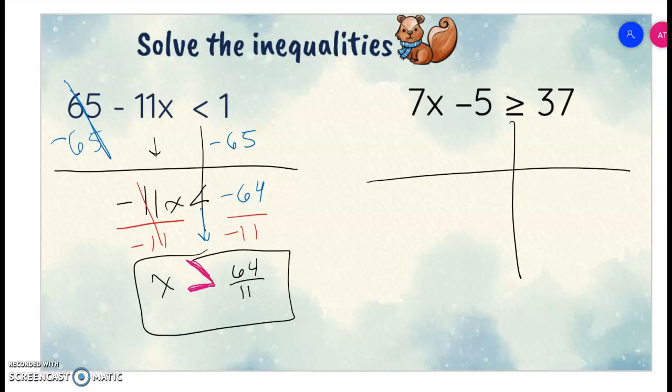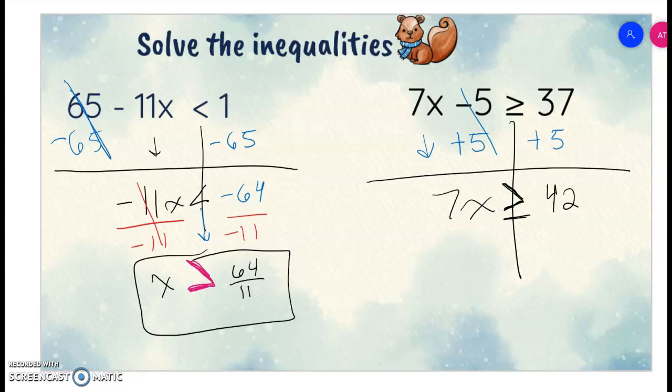For this one right here, feel free to pause at any time if you want to try solving it yourself. But the opposite of a negative 5, because I want 7x by itself, is a positive 5. So I'm going to add 5 to both sides. 5 minus 5 is a 0. And I'm going to bring down my 7x. I'm also going to bring down my greater than or equal to sign, as is. And 37 plus 5 is going to give me a 42.